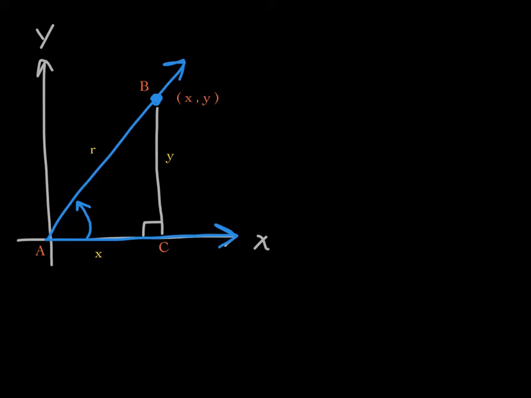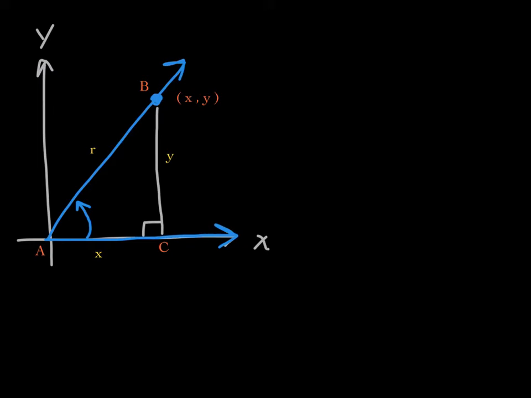And like usual, I've drawn the perpendicular from point B that's on the terminal side of our angle down to the x-axis, making a right angle here and a right triangle, triangle BAC. Now this distance here from the origin to point C here is x, and the distance from point B on the terminal side down to the x-axis, this distance here is y, and then this distance here from the origin to point B is r.